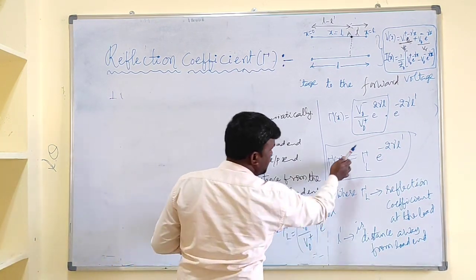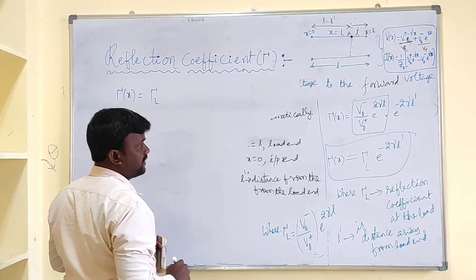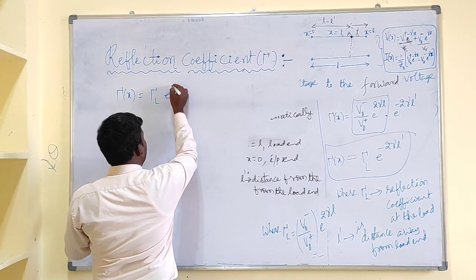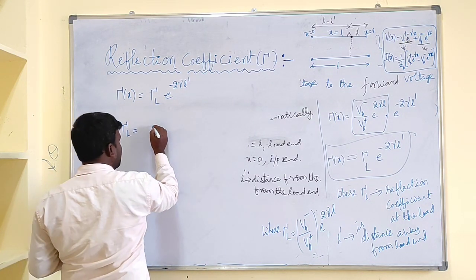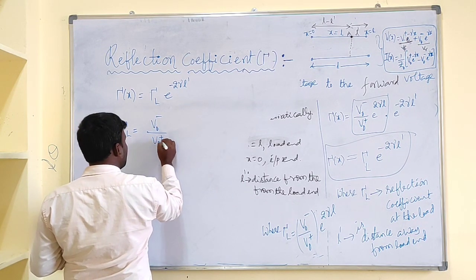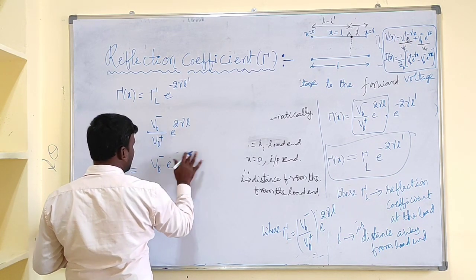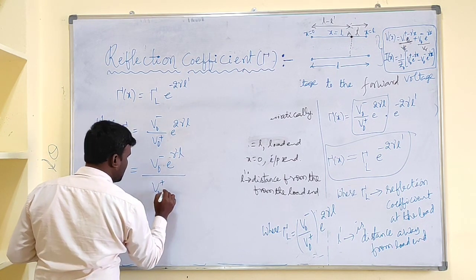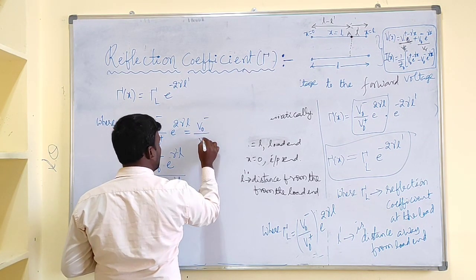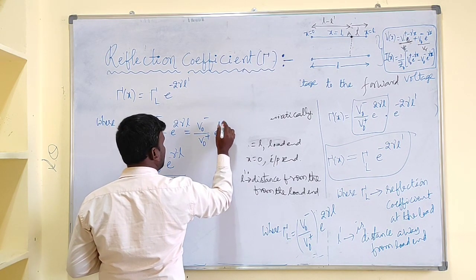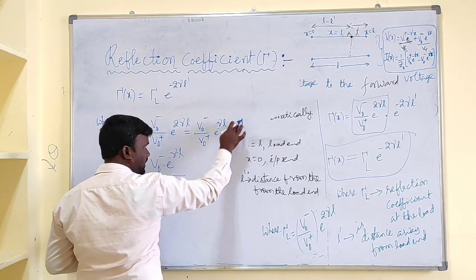Now I will write that reflection coefficient at any point on the line is given by gamma of x is equal to gamma L into e to the power minus 2 gamma L dash, where gamma L is taken as V naught minus by V naught plus e to the power 2 gamma L. Or this can be written like this, that is V naught minus e to the power gamma L by V naught plus e to the power gamma L, or else to understand this, V naught minus by V naught plus e to the power gamma L, e to the power gamma L into e to the power gamma L, okay.